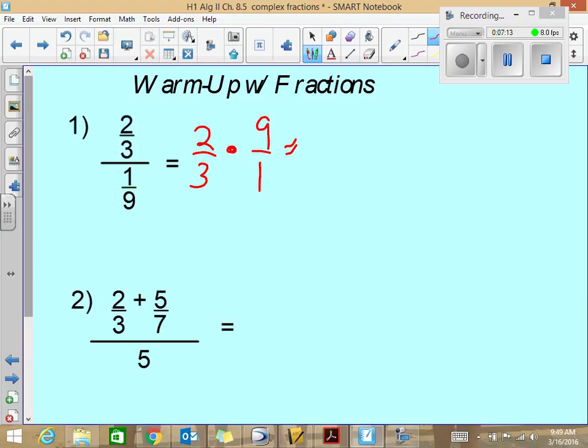And then what can we do right here before we even multiply? Cancel the 3, and we get 6/1. Or you could have multiplied it through and gotten 18/3, which also gives you 6. So the goal is always to have a fraction over a fraction. You cannot do this until you have made them a fraction over a fraction.